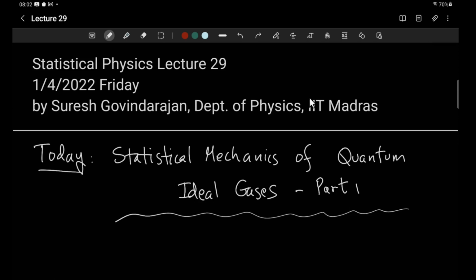So, good morning. So we'll start the study of the statistical mechanics of quantum ideal gases.